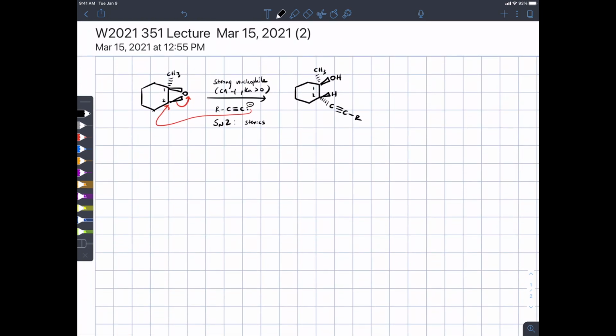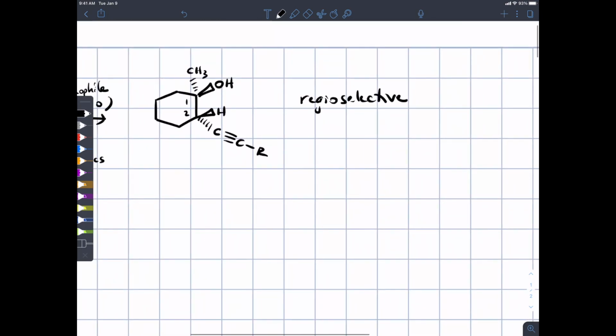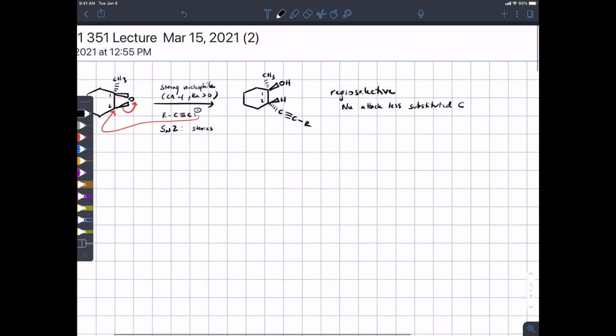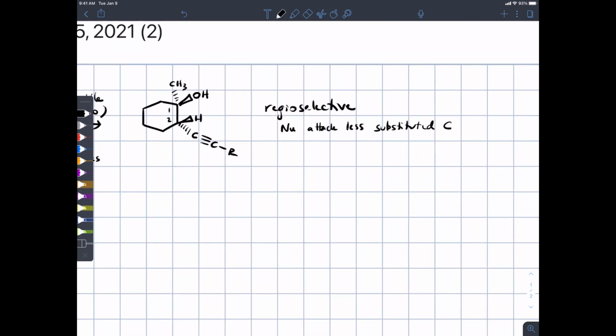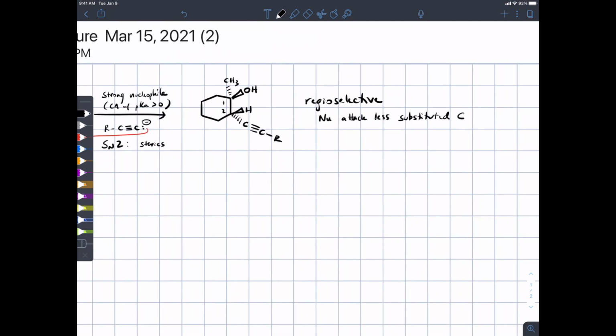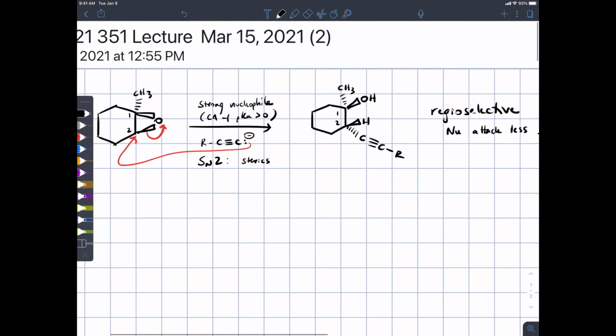We might say that this reaction was regioselective. By that we mean the reaction was selective for having the nucleophile end up attacking and then bonded to the less substituted carbon, and OH ends up on the more substituted carbon. Regioselectivity refers to connectivity. Regioisomers are isomers with different connectivity. We get the regioisomer where the alkyne is bonded to carbon 2 and not to carbon 1.